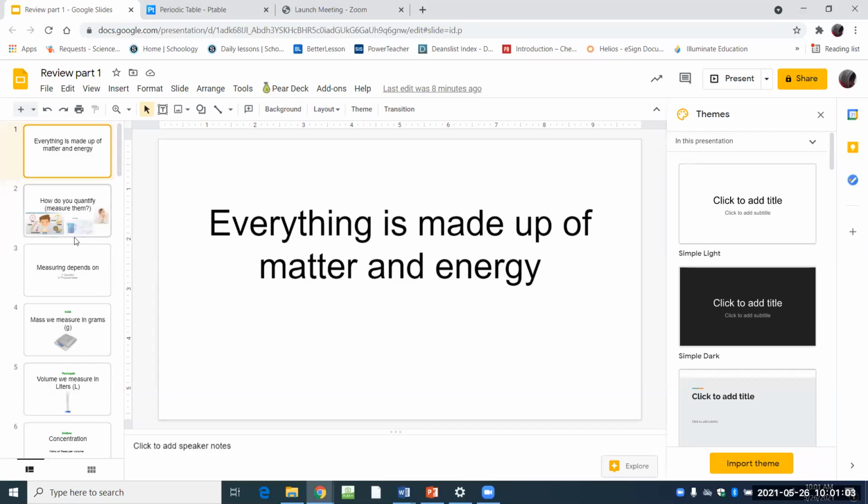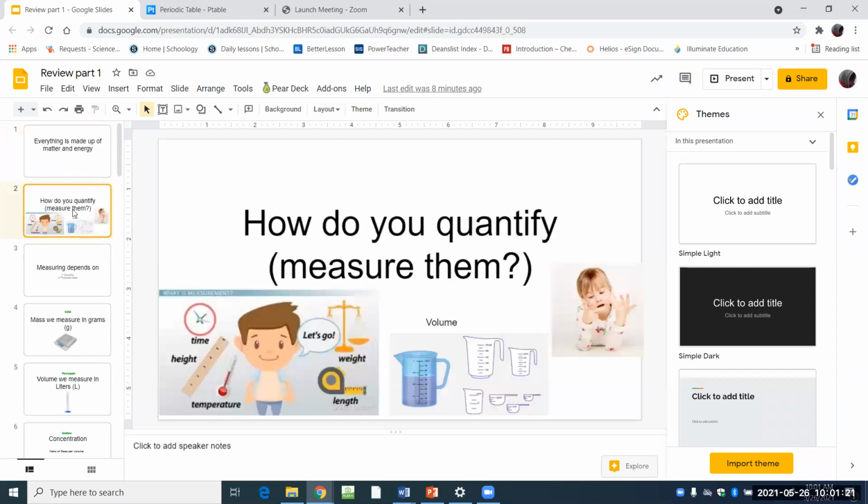All right, so we'll begin by looking at part one, which is unit three. We need to understand that everything is made up of matter and energy. In this video, I will talk about how we measure both matter and energy. So when we talk about measure, how do we quantify things?